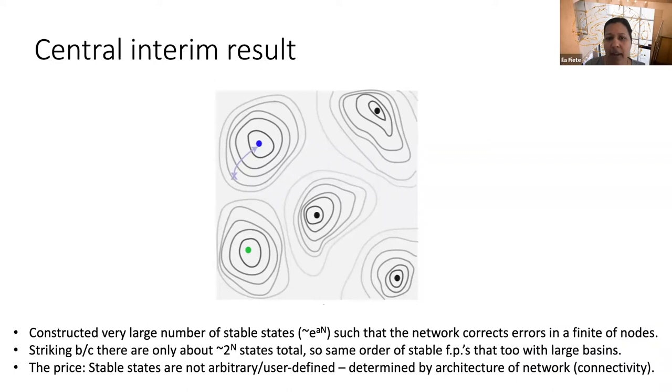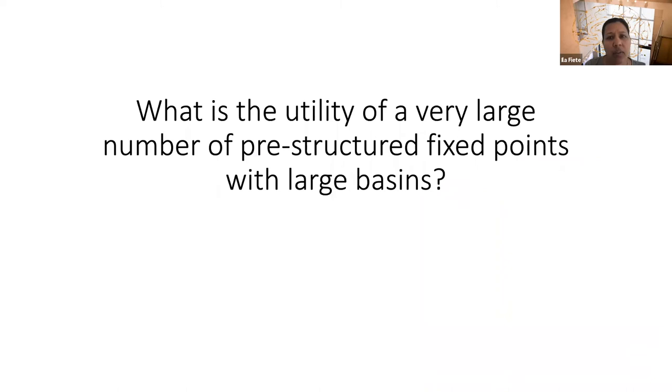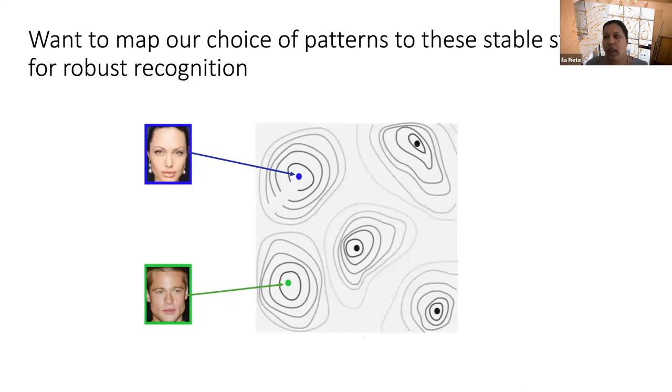So what is the utility of a very large number of pre-structured fixed points with large basins? One way to think about this is that we can think about this dynamics as just doing a nearest neighbor search. In other words, given a noisy input state, it will find you the nearest neighbor through the dynamics of the Hopfield network. So one thing that we can do to use this network is to think about each of those fixed points as labels for some user-defined input patterns that we associate with the labels.